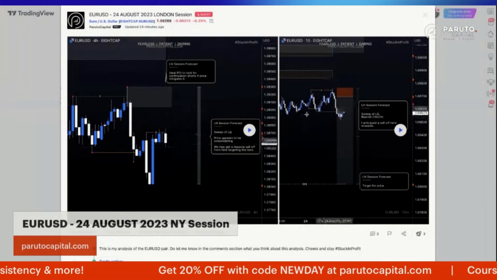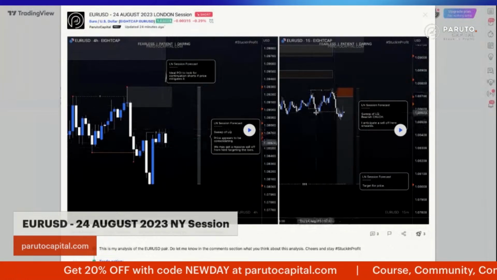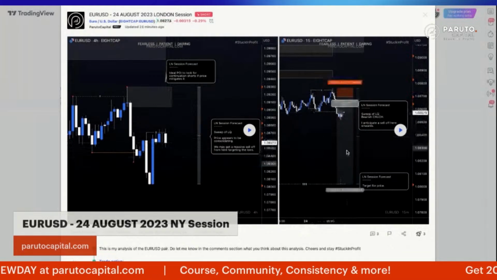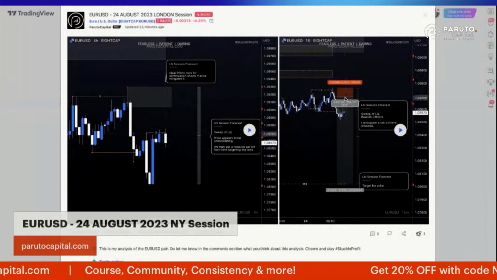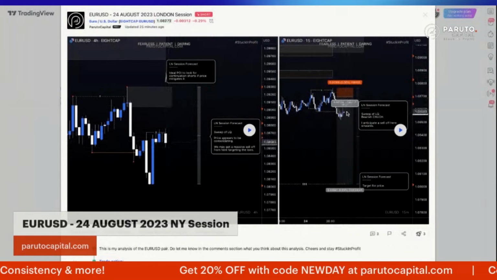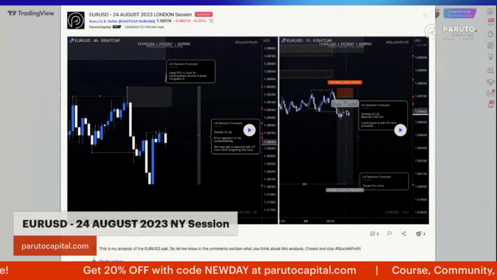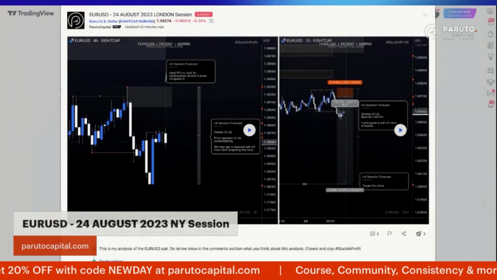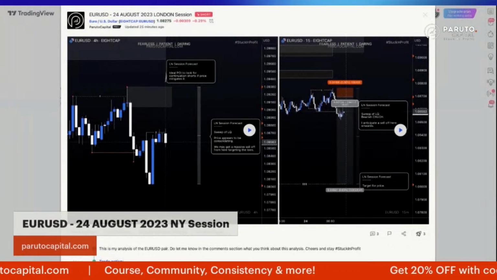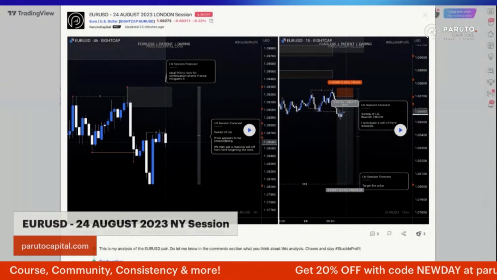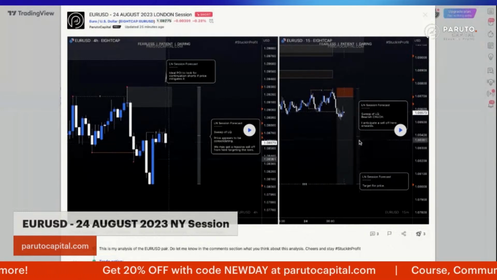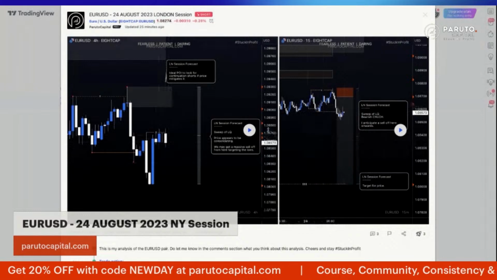On the 15 minutes, we had the sweep of the high and then a change of character, so I was confident price was going to sell off. However, price did not come here. I got two entries, both on the 1 minute, 1 to 10 RR. And on the 15 minutes I want to swing it, because my long-term bias is that the dollar is going to strengthen, so I'll hopefully hold that trade for the longest time possible.